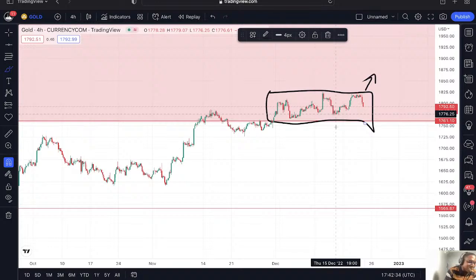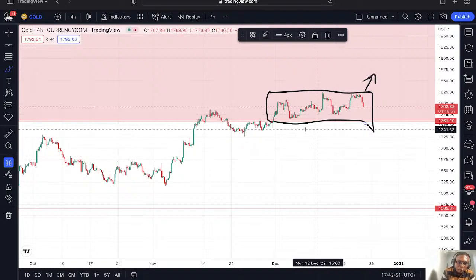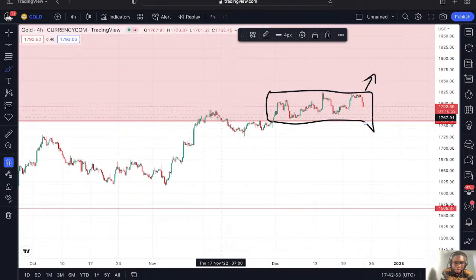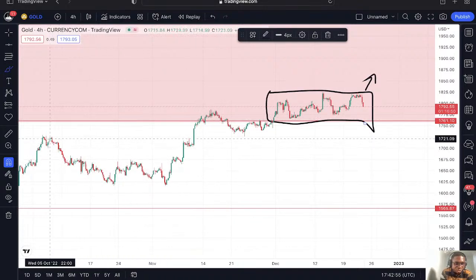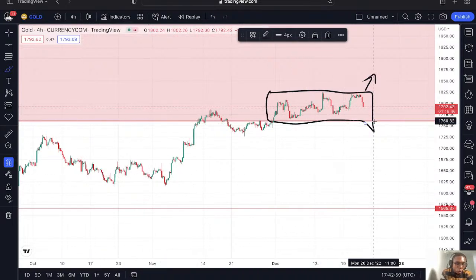Yes, technical analysis has to do with using the historical price movements to predict the future movement of price. So what we are doing is technical because we are using the historical movement of price, what price has done in the past, to predict and determine what price might do in the future.